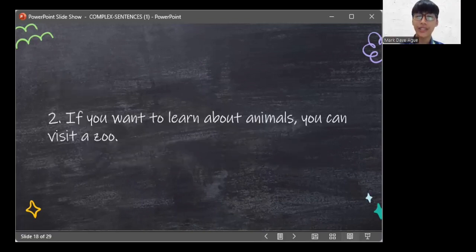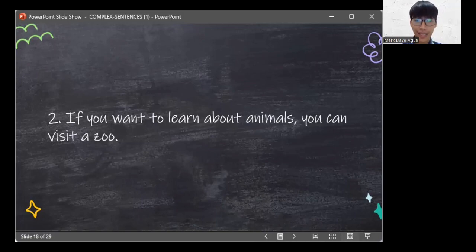Now, I have here another example: If you want to learn about animals, you can visit a zoo. As you can see, the dependent clause comes first, and the independent clause is in the last part of the sentence. Now remember, class, that the two can be switched if you want. You can say you can visit a zoo if you want to learn about animals, or you can say if you want to learn about animals, you can visit a zoo.